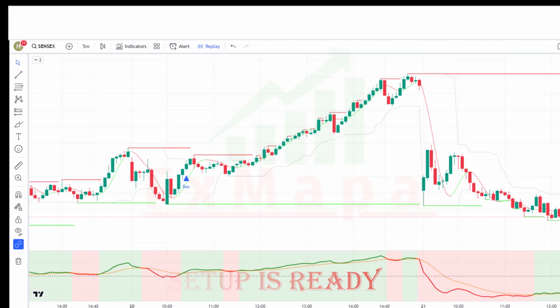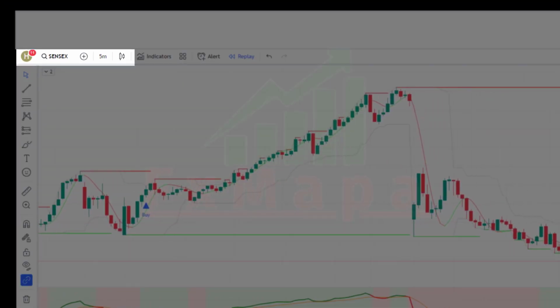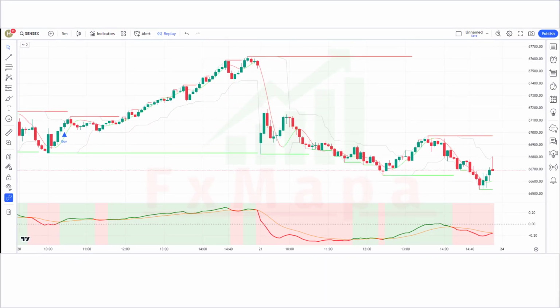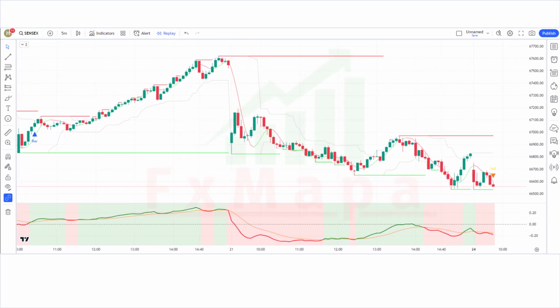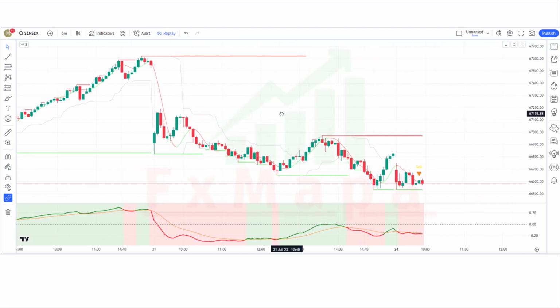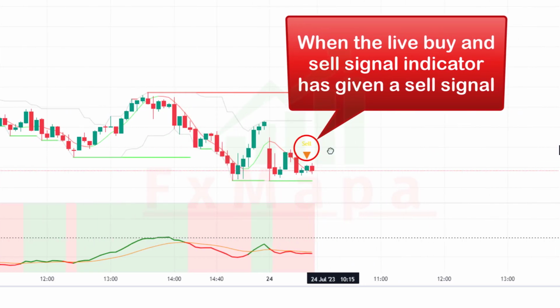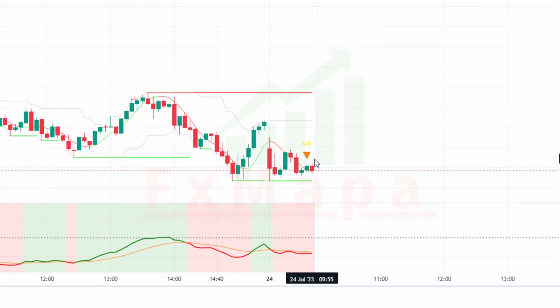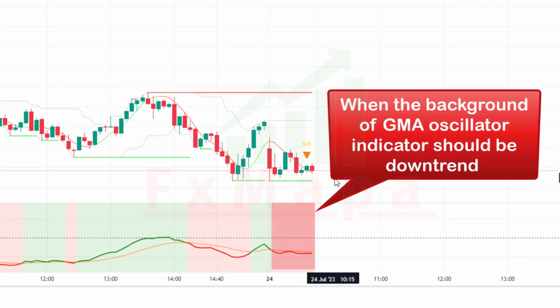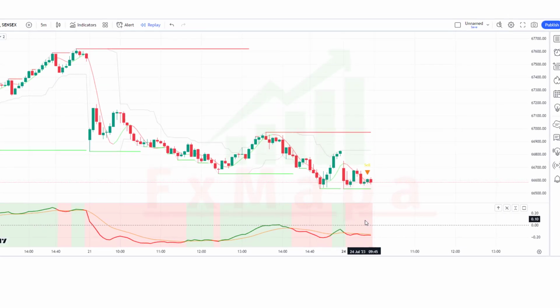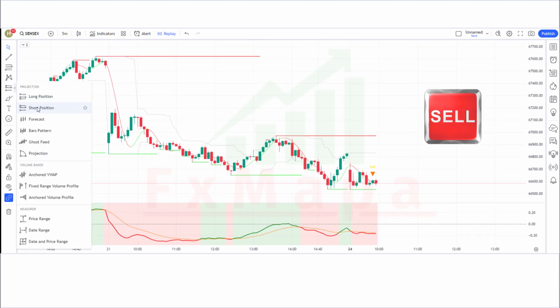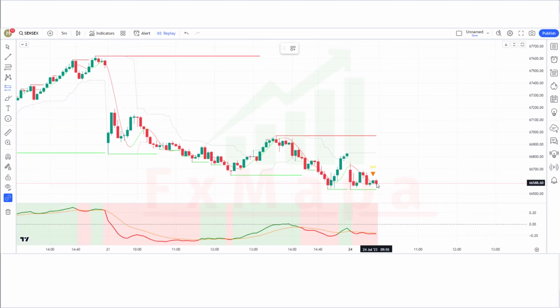Setup is ready. We are going to test this strategy on 5 minutes time frame in Sensex chart. Now, let's understand the concept where we will take buy and sell trades based on their conditions. When the live buy and sell signal indicator has given a sell signal, when the market forms a bearish candle, when the background of GMMA oscillator indicator is downtrend, if this condition is fulfilled, then we will place sell order. Our stop loss will be placed at the follow trend indicator plot line. And the risk to reward ratio will be 1:1.5.